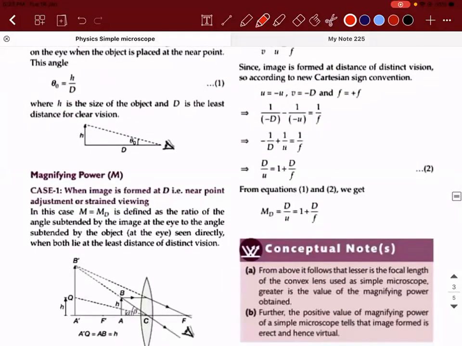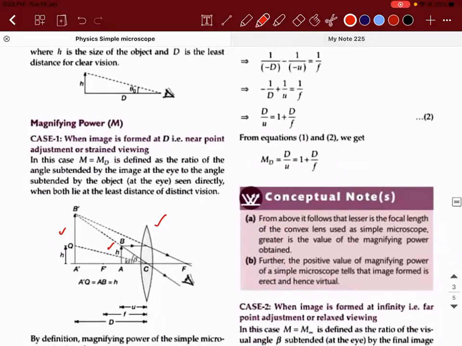if I introduce a convex lens between the object and the eye, the object will appear in a magnified form. There is a magnified virtual image formed due to the convex lens, provided you place that object between the focus and the optical center. When the image is formed at the least distance of distinct vision, it is called near point adjustment, or strained viewing, because you need to strain your eyes a bit to see the position of that image. You literally have to close one of the eyes and then look at it.